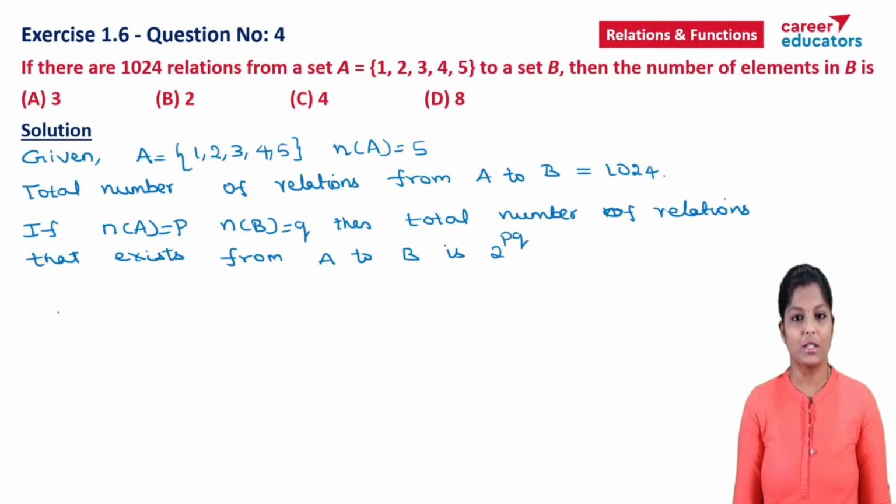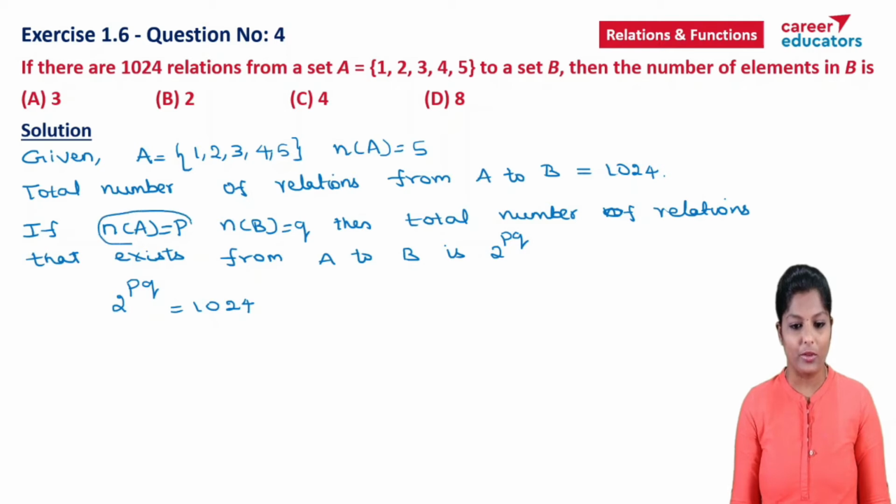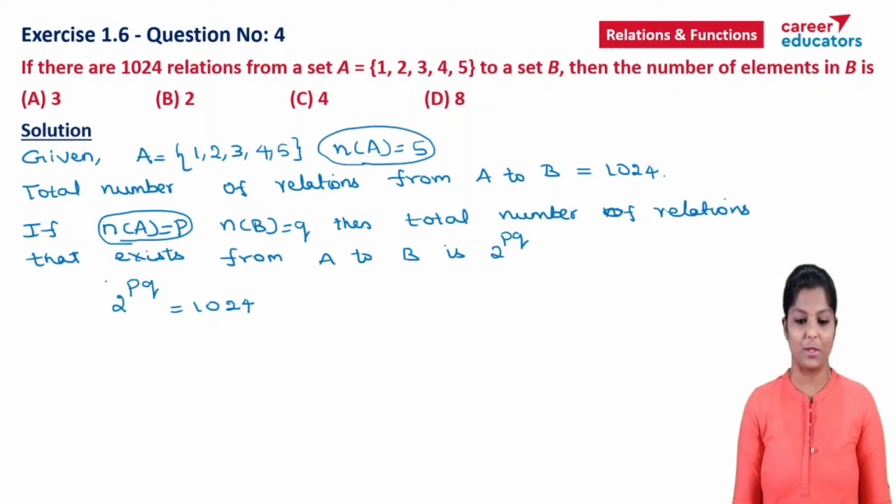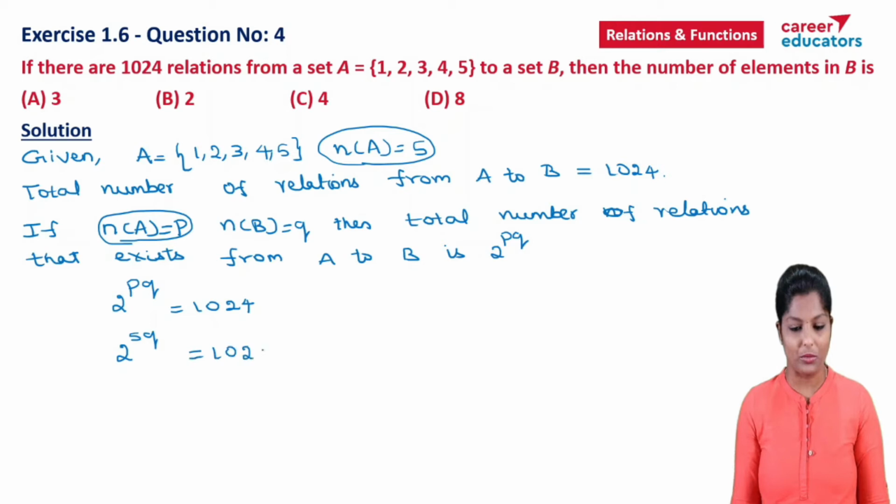In the question, it is given that the total number of relations from A to B is 1024. So we can write 2 power PQ equal to 1024. In the statement, it is given that n of A equal to P. So instead of P, we can write n of A. And we have found n of A as 5. So we can substitute P as 5. 2 power 5Q equal to 1024.